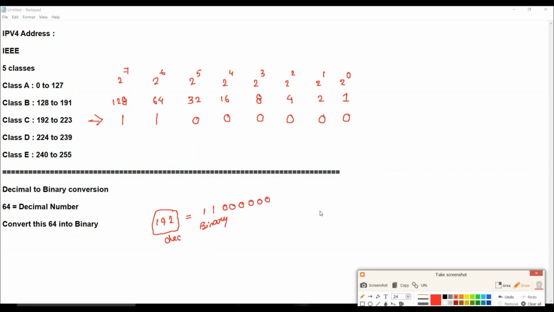Okay. Similarly, if I take a value, for example 224, same thing. That's my decimal number, and I want to convert that into the respective binary. So you know that if you add these 3 values together, 128, 64, 32, the answer is 224. So it will be 111 followed by 5 zeros.